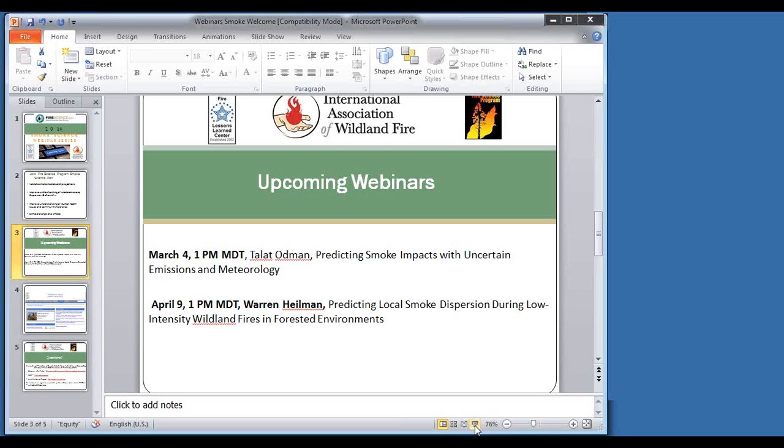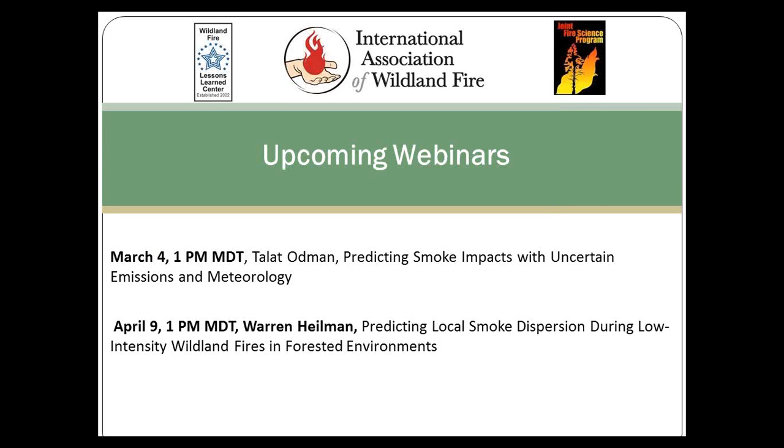Sorry about that. The next one coming up is Talat Adman presenting on March 4th on predicting smoke impacts within certain emissions and meteorology, and Warren Heilman will be speaking on April 9th on predicting local smoke dispersion during intense wildfires in forested environments. And there might be one in between that. We're trying to get that one locked down as well, as there's actually two webinars probably going to be between those two. We just haven't got the titles and the dates set, but check back with us on that.